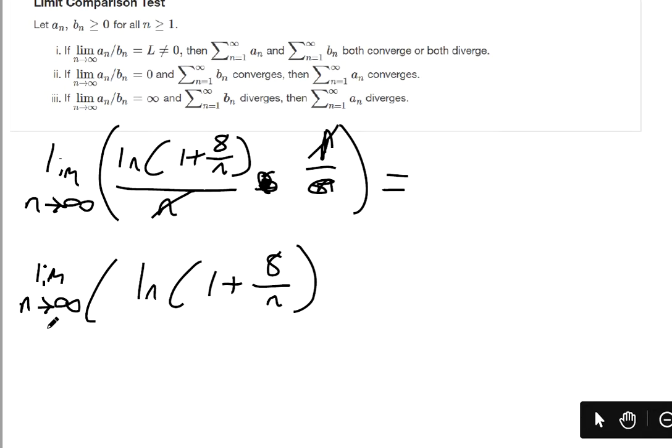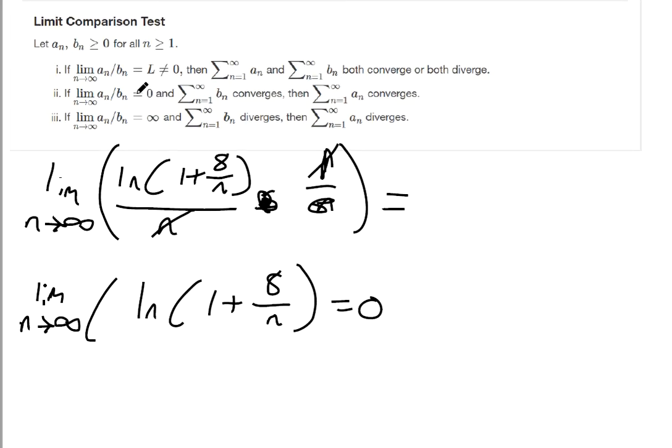Okay, so the limit as n goes to infinity. Think about what happens in here as n gets really, really big. This fraction gets really, really small, so it's like 1 plus something approaching 0. So the natural log of 1 is going to be 0. So we can just write that this limit is equal to 0.